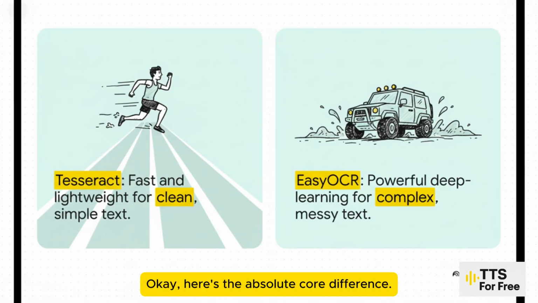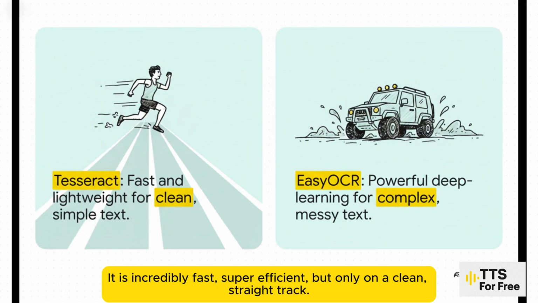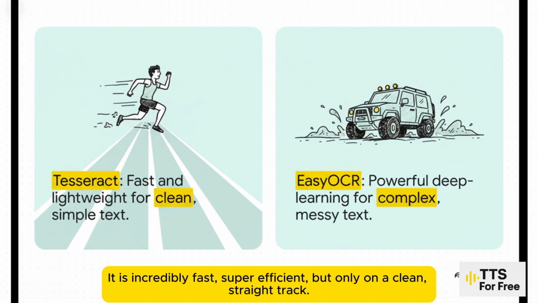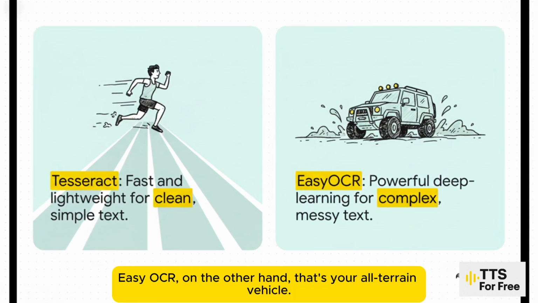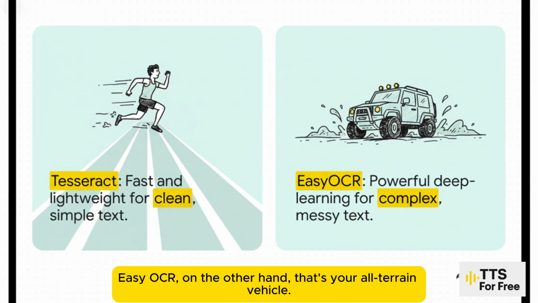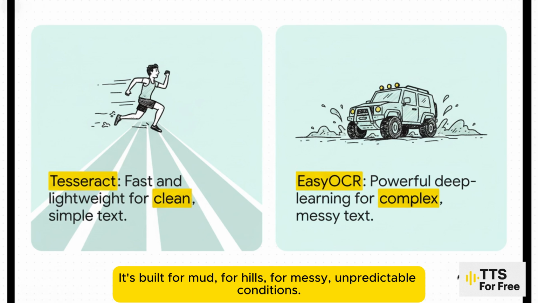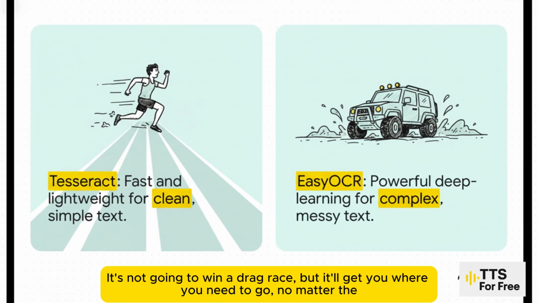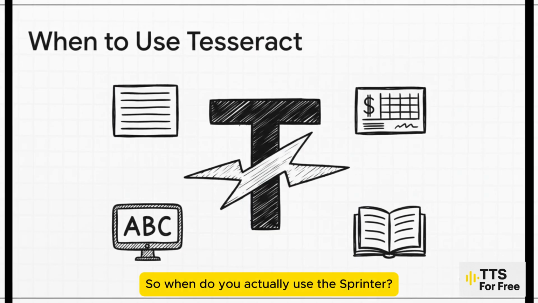Okay, here's the absolute core difference. I want you to think of Tesseract as a sprinter. It is incredibly fast, super efficient, but only on a clean, straight track. EasyOCR, on the other hand, that's your all-terrain vehicle. It's built for mud, for hills, for messy, unpredictable conditions. It's not going to win a drag race, but it'll get you where you need to go, no matter the terrain. So when do you actually use the sprinter?